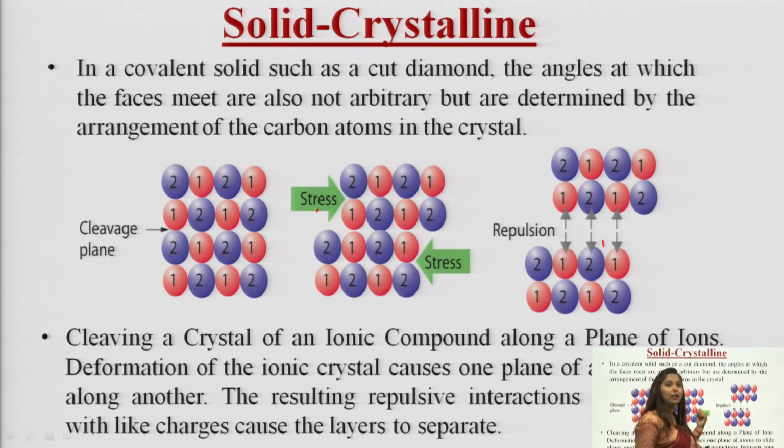So in this, cleaving a crystal of an ionic component along a plane of ions, the deformation takes place. The deformation of the ionic crystal causes one plane of atoms to slide along another. This will result in the repulsion of the planes of atoms with like charges. Those with like charges will start repelling each other, like 1 to 1, 2 to 2, 1 to 1. Atoms with the same charge will start repelling each other, and after interaction between the atoms or ions with like charges, it causes the layers to separate out.